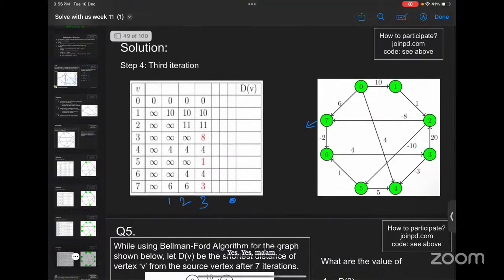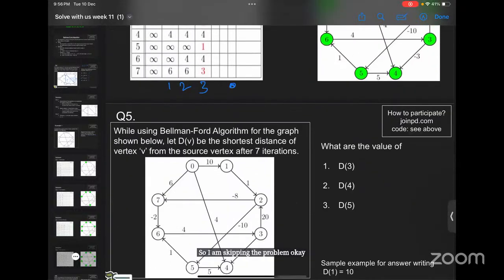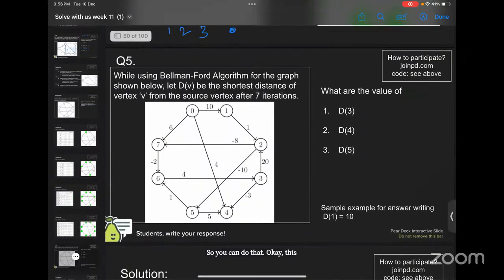So I'm skipping the problem, okay? So you can do that. Okay, this is the next problem.